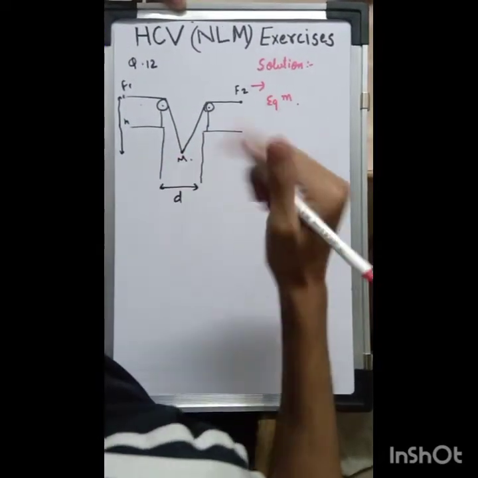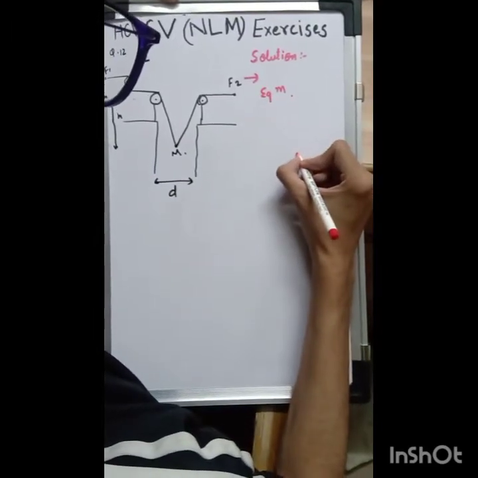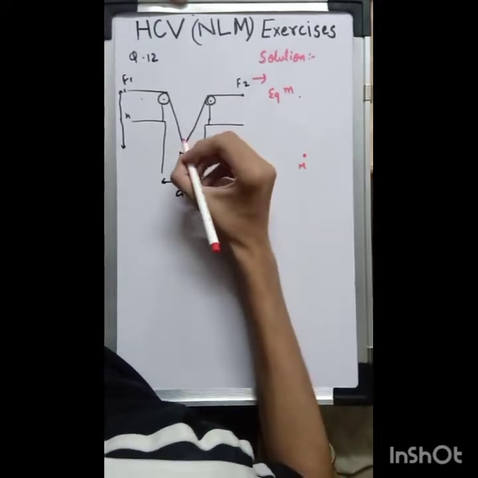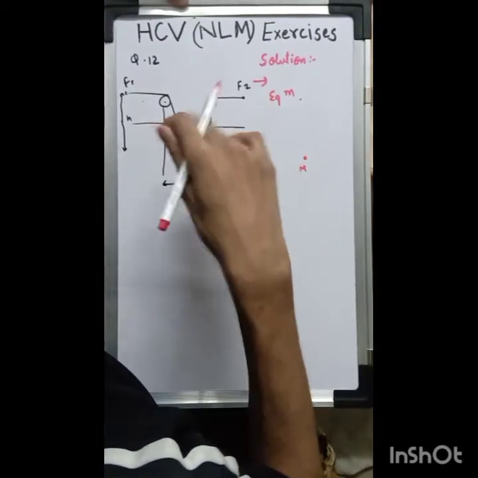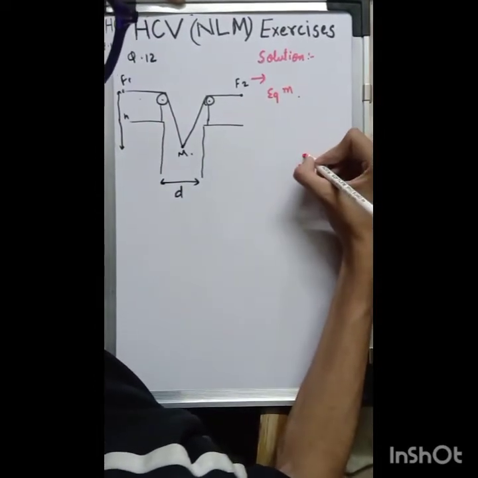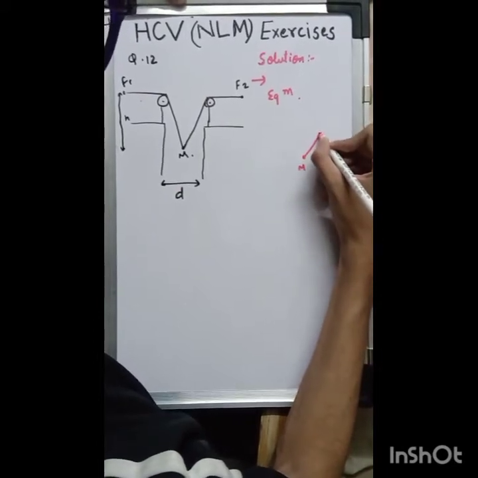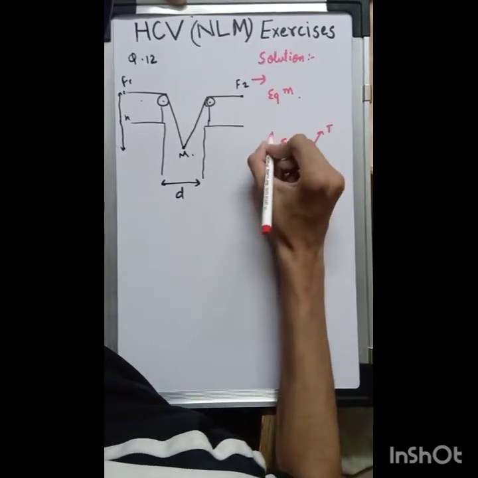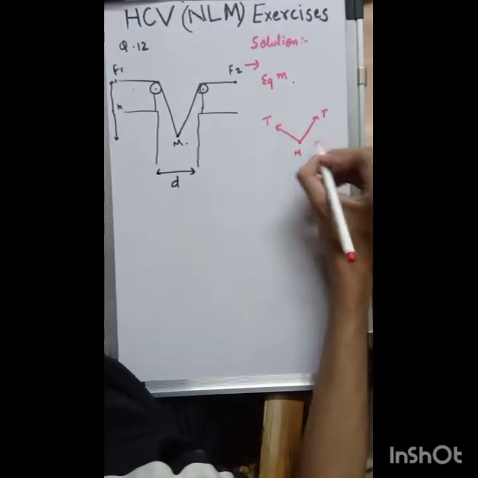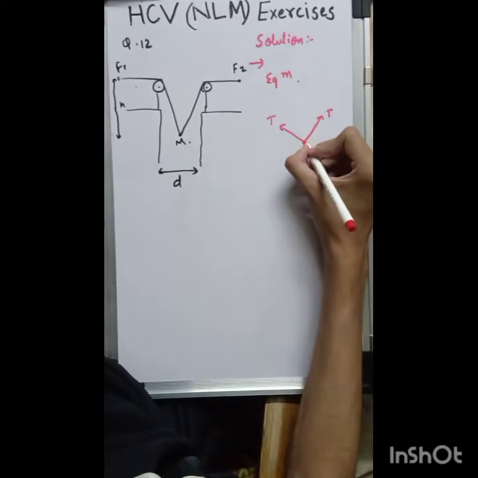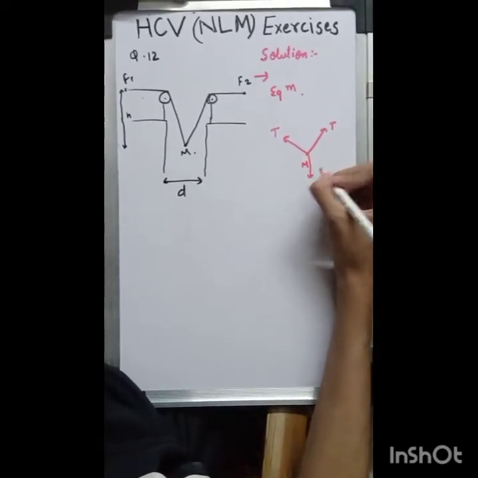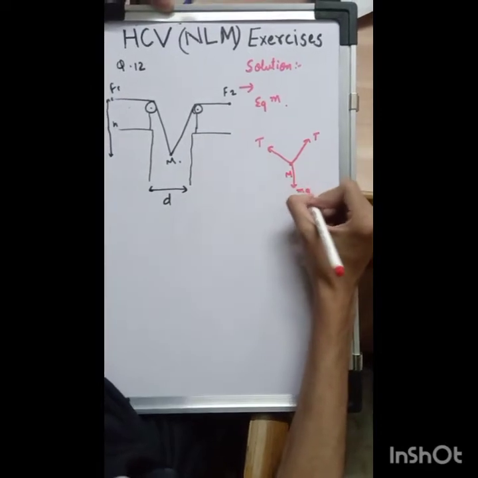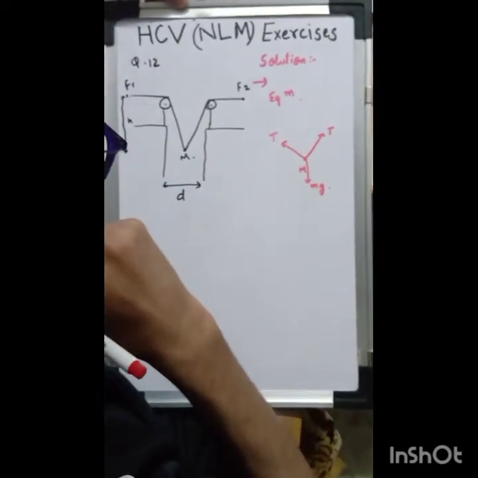Okay, so let us draw the FBD. So this is the point M which has fallen, and let us assume the force that the friends are exerting is basically the tension. So let us assume it is T. And in the FBD there will be gravitational force. So let us assume the mass to be small m, and the downward force would be mg. So this is the simple FBD of this.